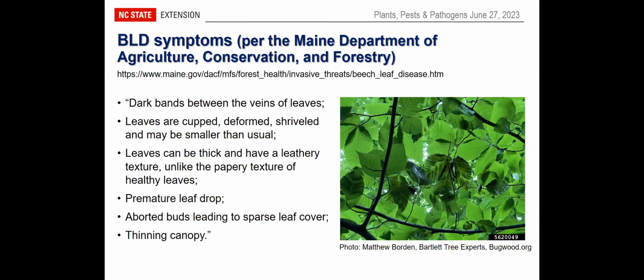The symptoms, and I just copied these from the Maine Department of Agriculture, Conservation, and Forestry site, which is a good one, since I haven't seen it myself except in a laminated sheet that someone passed around at a talk: dark bands between the veins of the leaves. The leaves are cupped, deformed, shriveled, and maybe smaller than usual. They can be thick and have a leathery texture, unlike the papery texture of healthy leaves. Premature leaf drop and aborted buds lead to sparse leaf cover and a thinning canopy.